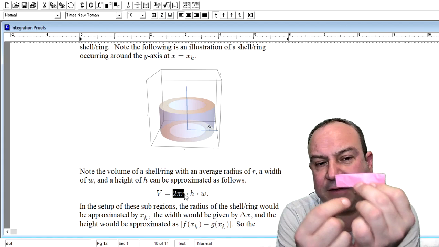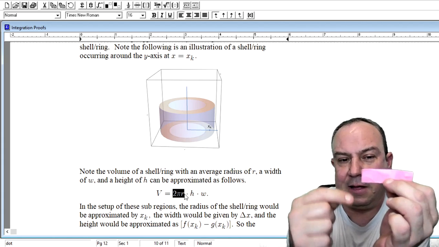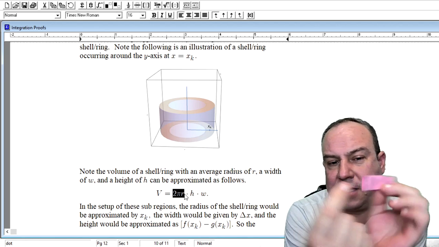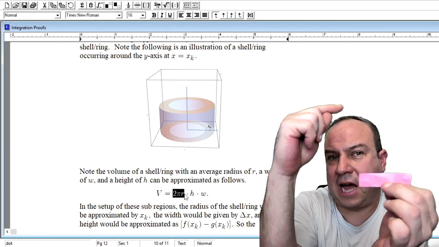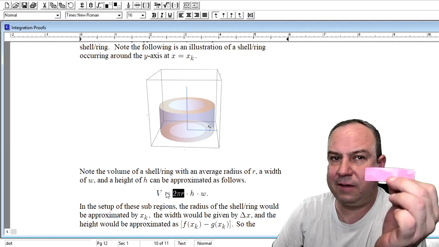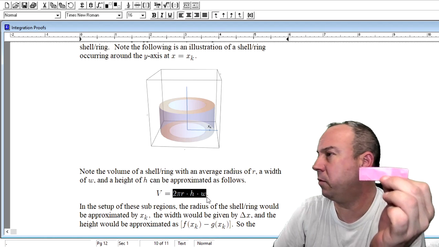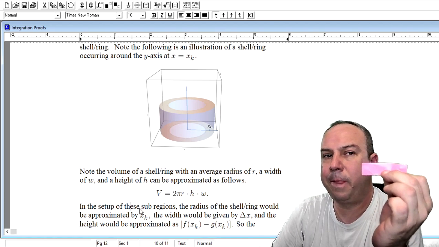So what do we know? Finding volume: length times width times height will give us volume. And that's the three-parameter formula we have here.